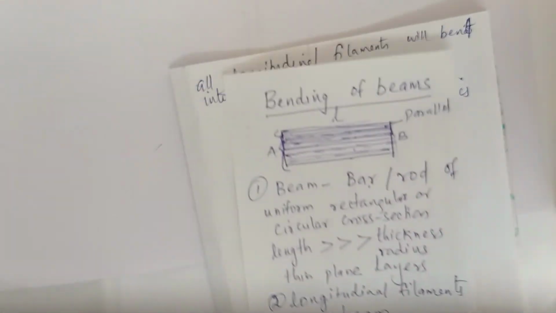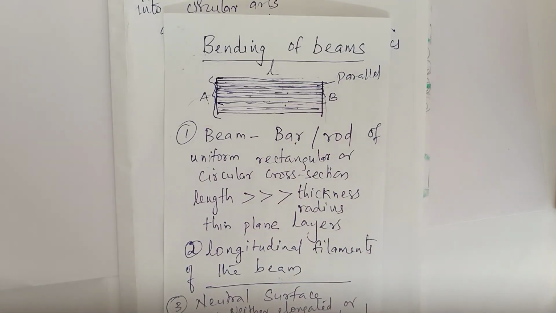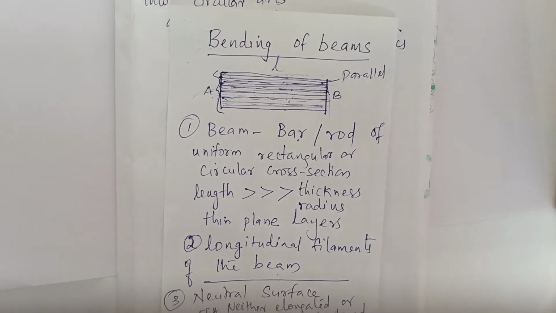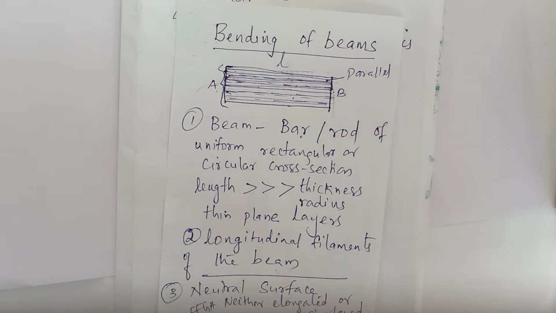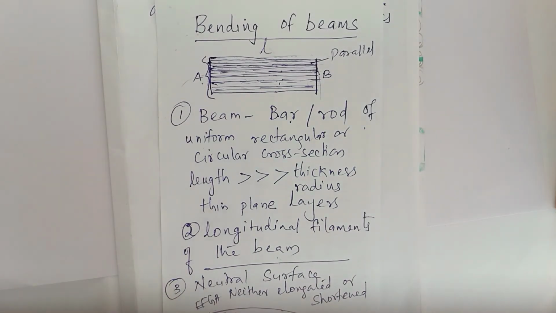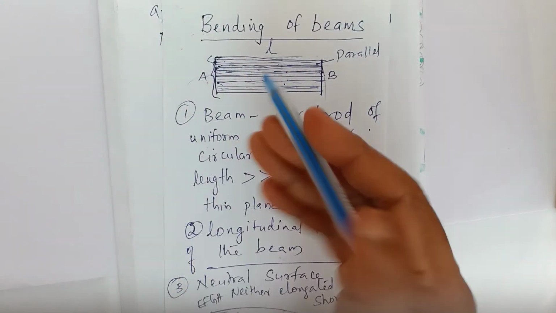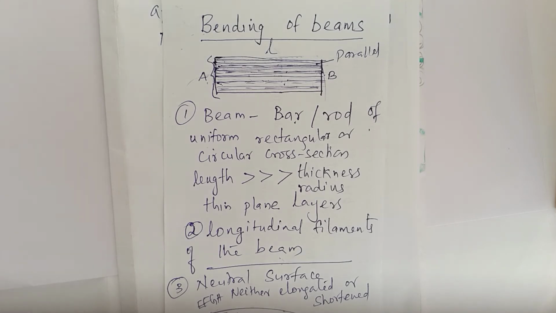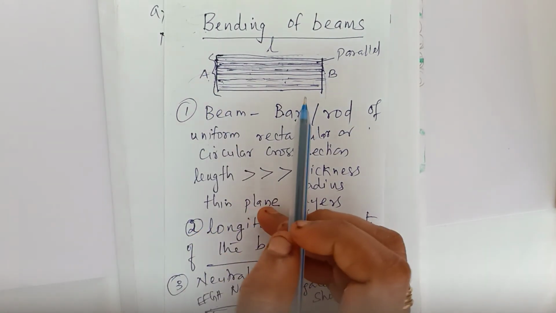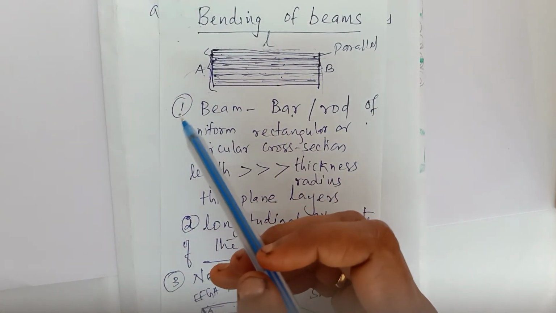So let us once again rewind what we have studied. We have just discussed an introduction to mechanics of solids, that is, bending of beams. We are studying how and when a beam bends. Before that, what do we mean by a beam? A beam can be a bar or a rod having a uniform rectangular or circular cross section, with many parallel layers, one above the other. Even in wood we cannot see them, but we know there are layers. The length is very large compared to its thickness. Such things we call a bar, a rod or a beam.